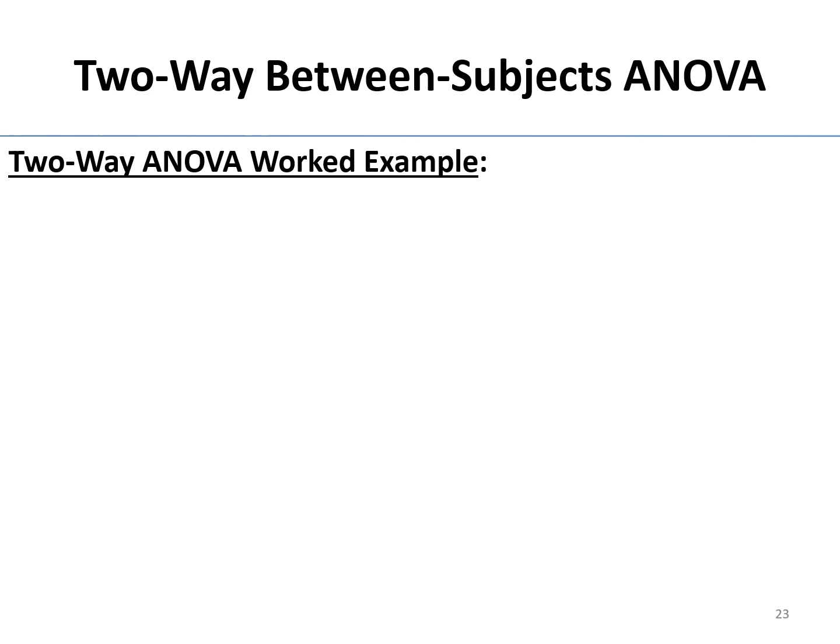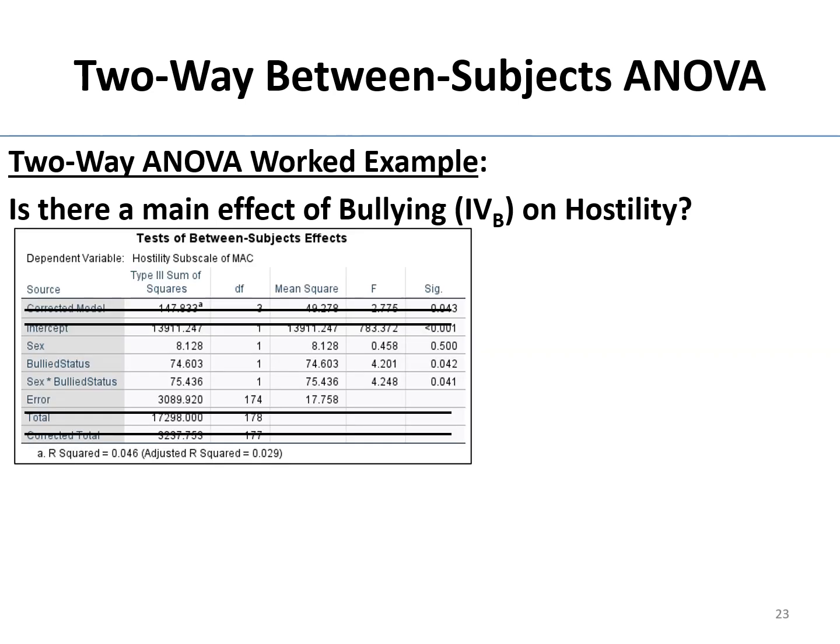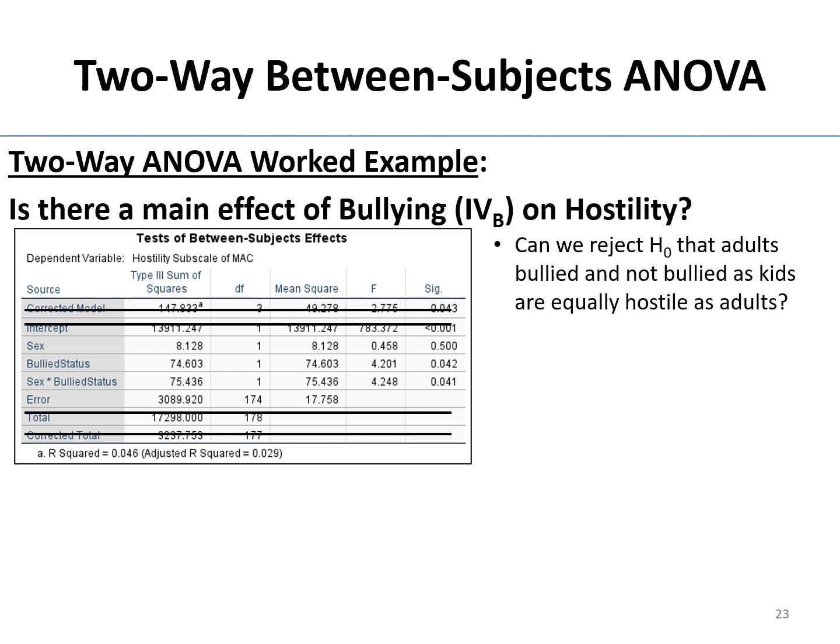All right, let's keep going. So no main effect of sex. Well, there's another main effect, right? Is there a main effect of bullying? I mean, here's a significant one. Let's find out. Same table with a bunch of stuff in it. See a row in there called bullied status. That is the row we're going to look at. Can we reject the null that adults who were bullied and not bullied as kids are equally hostile as adults?